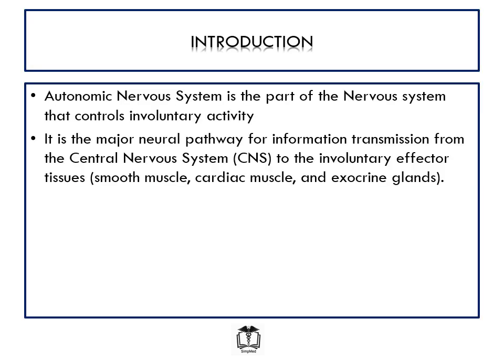Now from your anatomy and your physiology, you remember that the nervous system is divided into two parts, the somatic nervous system and the autonomic nervous system. The somatic nervous system is involved in controlling voluntary activities, whereas the autonomic nervous system, which we're talking about today, controls involuntary activities.